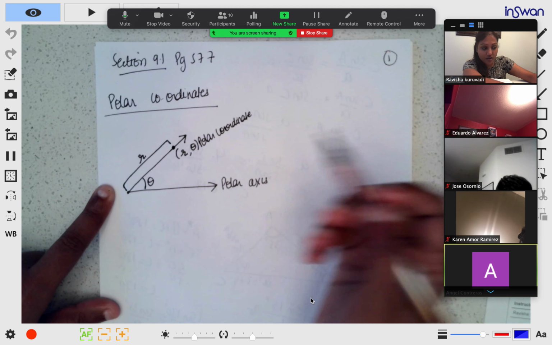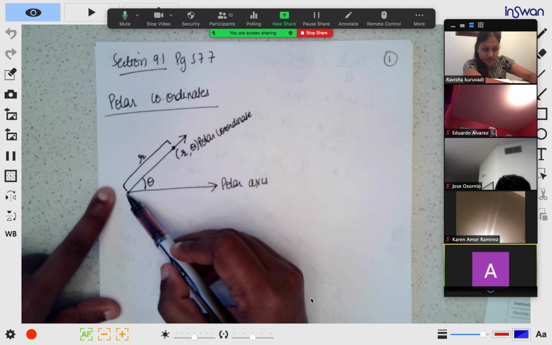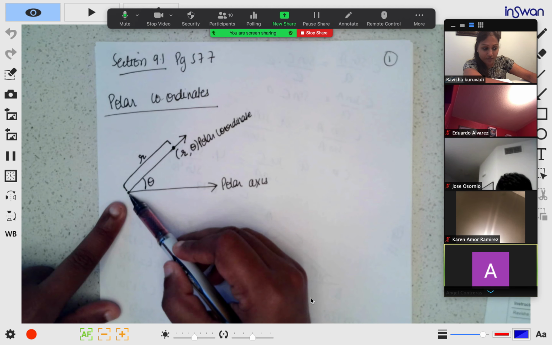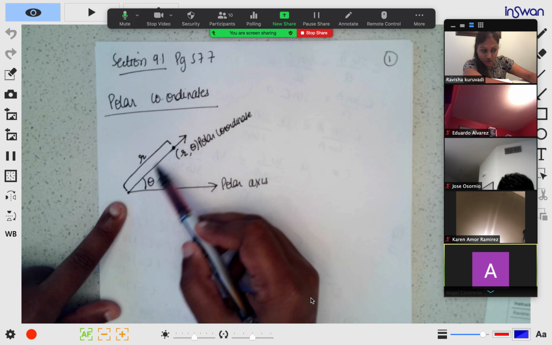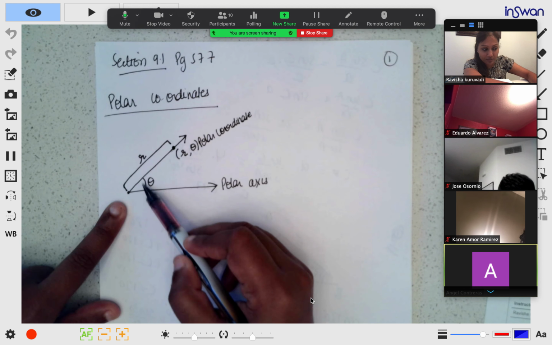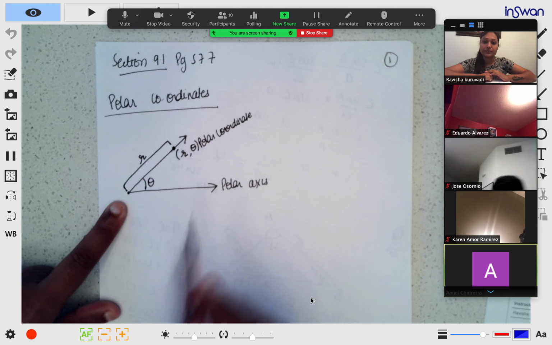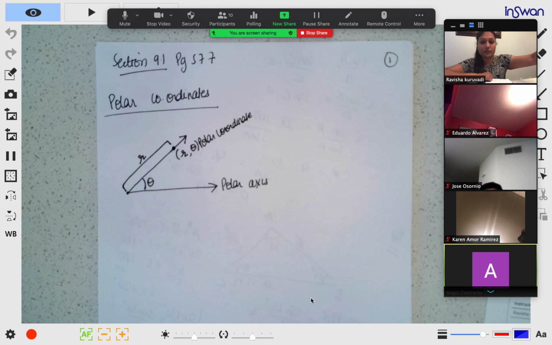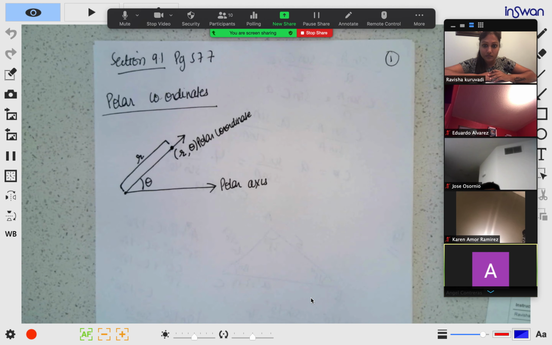Basically, r is the measurement from here to here, how far we are going, and theta is how much angle it is making with the polar axis. So this is known as polar coordinates.